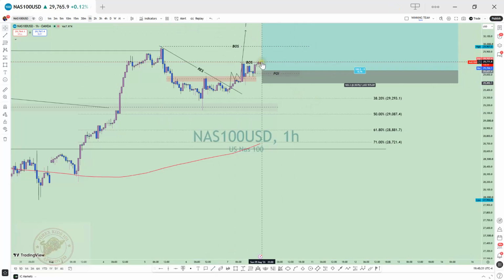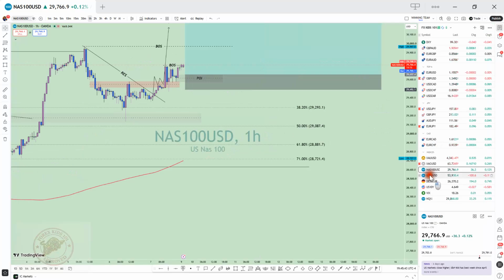So what I'm looking for here, a dip back here, mitigate this area, and then we buy from there, continuously moving to the upside. Okay, so I believe we are gonna see the same case scenario if we are looking at things like the USD.